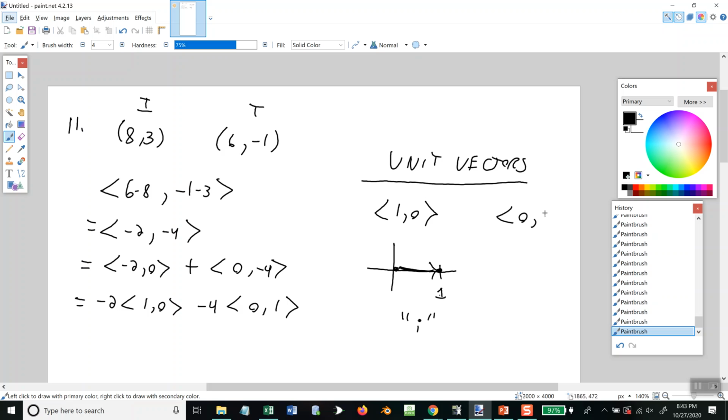We also have unit vectors in 3D, but this is just 2D. In 3D, you have 3 unit vectors. Here we got 0, 1, which goes along the y-axis for a distance or magnitude of 1. And this is represented by j. Which means over here, I can replace the 1, 0 as i, and I can replace the 0, 1 as j.